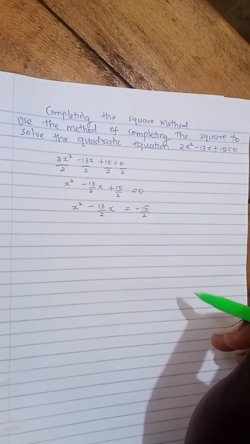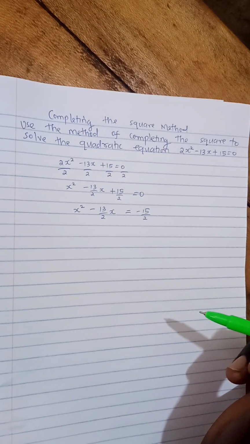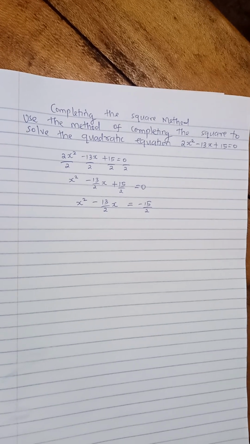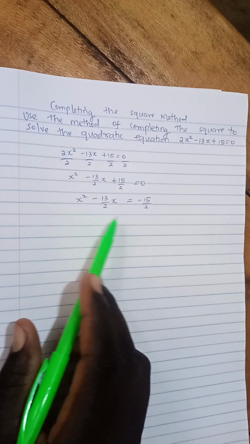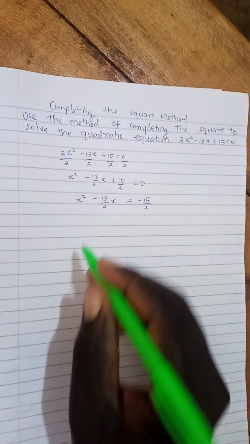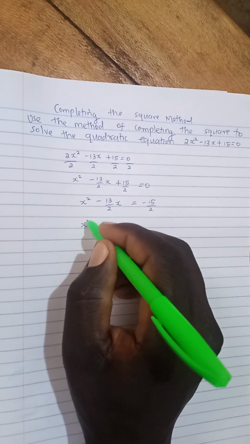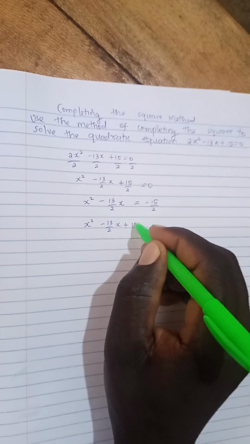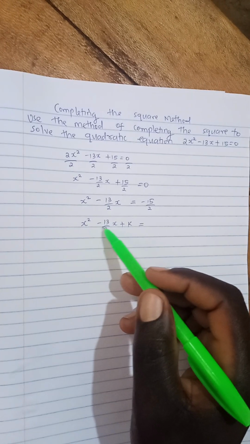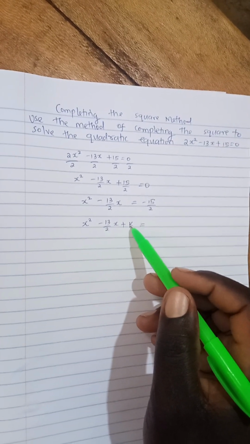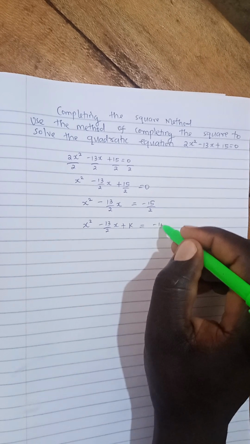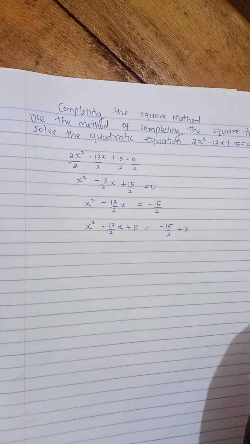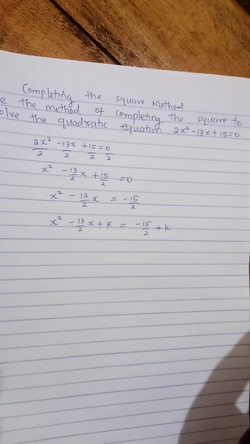Now, having that, another step that we will take is to add a constant on both sides, that is to our left-hand side and to our right-hand side. So let us add a constant k on both sides. We will have x squared minus 13 over 2 x plus a constant k equals negative 15 over 2 plus also a constant k. So we have added a constant on both sides.